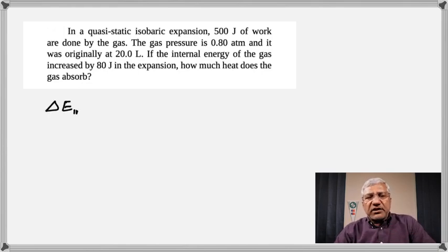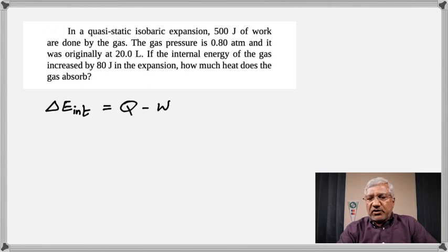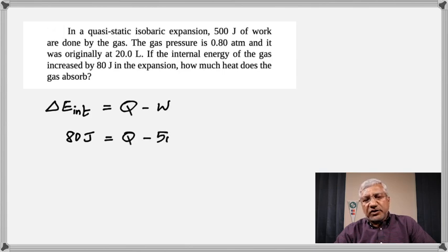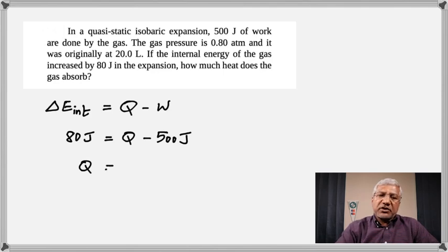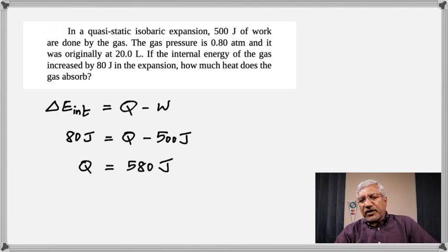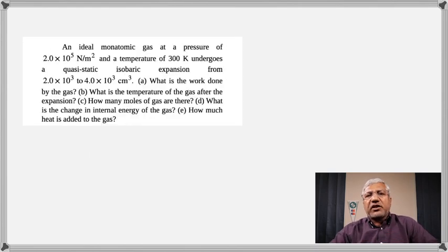So, change in internal energy is Q minus the work. That's the first law of thermodynamics. Change in internal energy is given as 80 joules. You're asked to find Q. The work done by the gas is positive, so that's why we have negative times positive. So you got Q is 580 joules. Okay, nothing can be more easier than that.